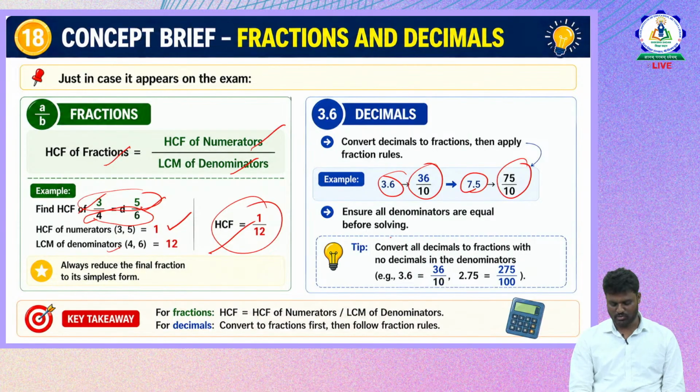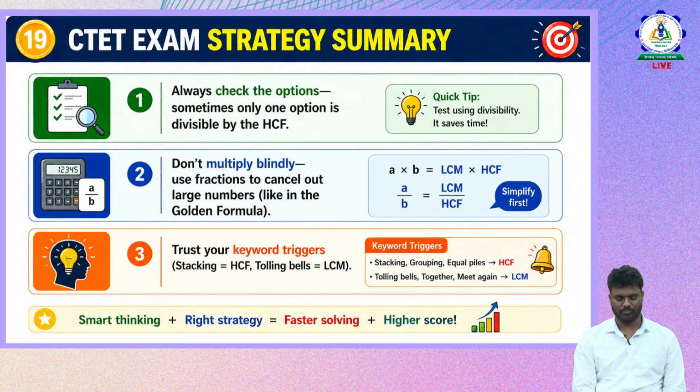Ensure all the denominators are equal before solving. Convert all decimals into fractions with no decimals in the denominator. The denominator must always be a whole number; it should not have any decimal points. That is one thing you have to remember. For fractions, the HCF is the HCF of the numerators over the LCM of the denominators. For decimals, we convert them to fractions first, then follow the same fraction rule. This is what we have discussed in this session so far.